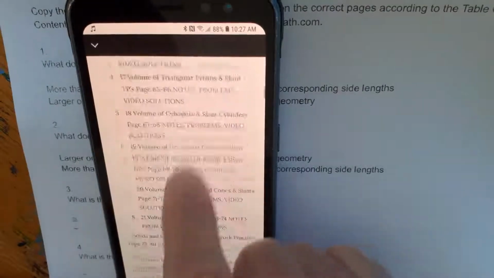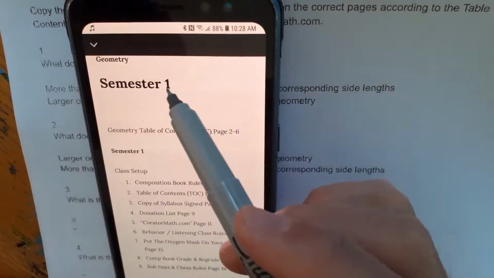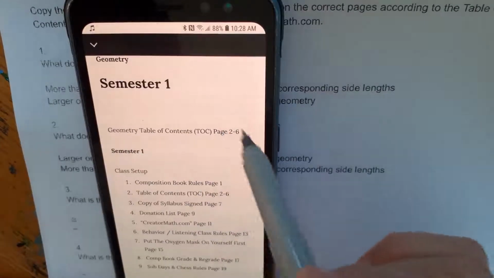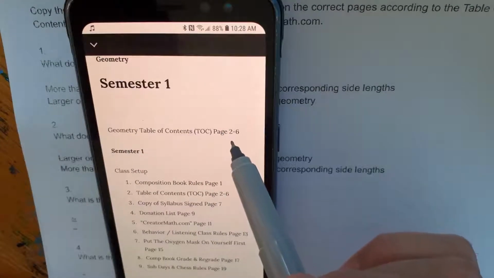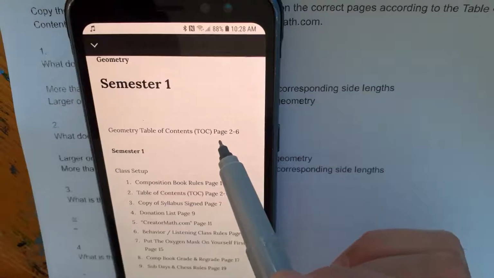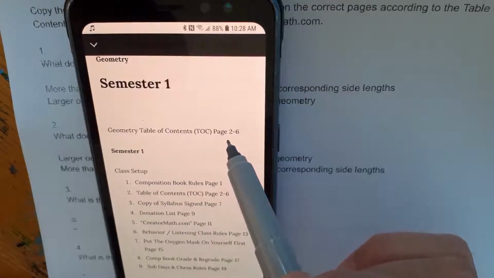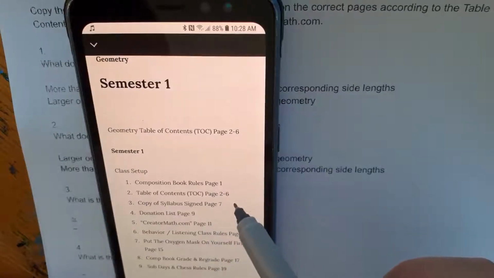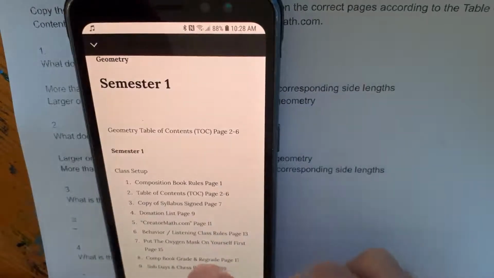Now we're going to scroll to the semester. Make sure you got that straight. For this particular lesson we're filming right now, it's semester 1. This is the geometry table of contents. This should have been written long ago on pages 2 through 6 of your composition book. If not, go back and do it now. There are videos on how to number the pages of your comp book and examples of what a great A+ comp book looks like, back on the home page where we just saw.